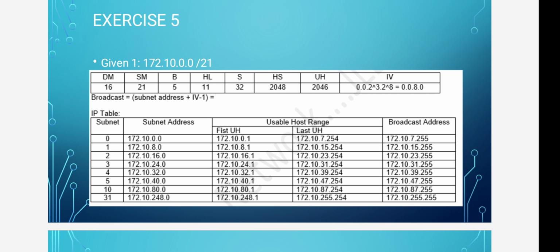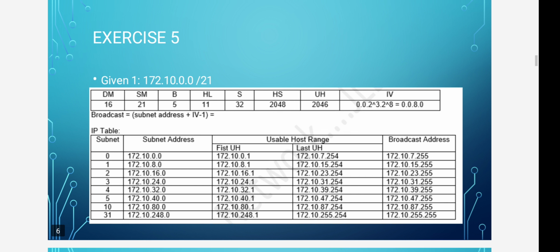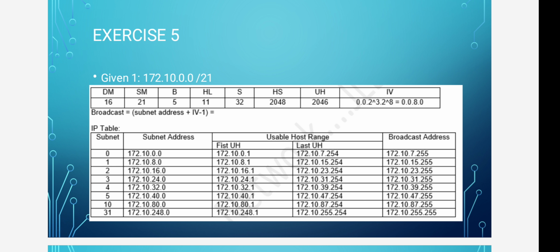Upon getting the hosts per subnet, you need to substitute 2 exponent HL. So the HL is 11. So it equals 2 exponent 11, and the answer for that is 2048. To get the usable hosts, you just need to subtract 2 from the hosts per subnet. So the difference is 2046.